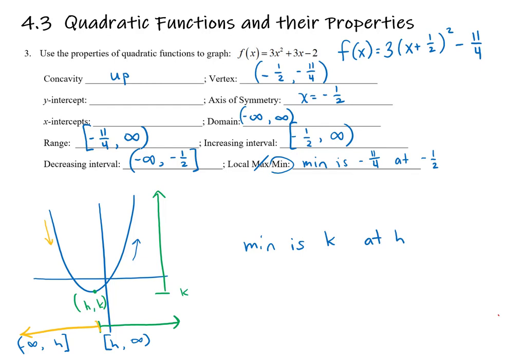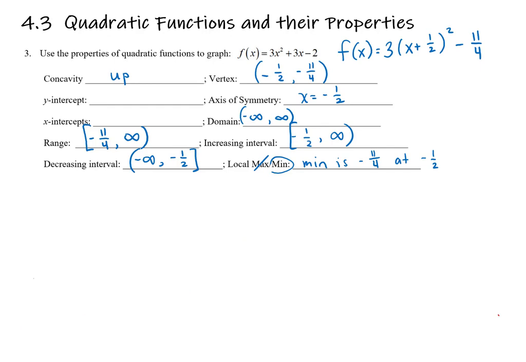Alright, I'm going to erase my work again to give myself some space to solve for my x and my y intercepts. The y-intercept is a little bit easier to do because I'm just plugging in 0 into my first function, and I'm going to get 0 plus 0 minus 2. So my y-intercept is (0, negative 2).